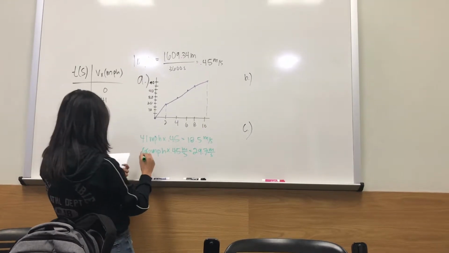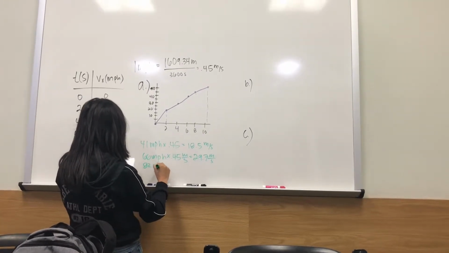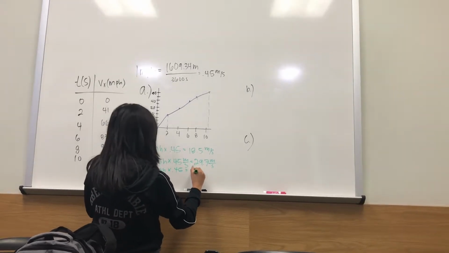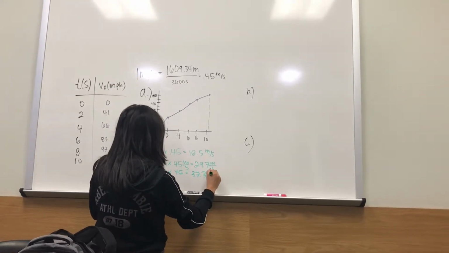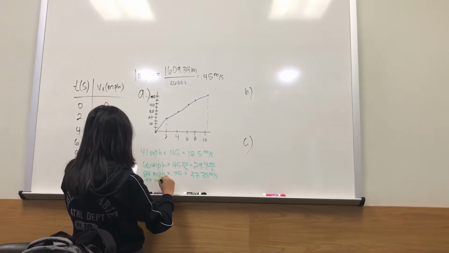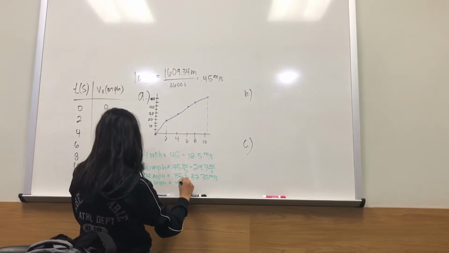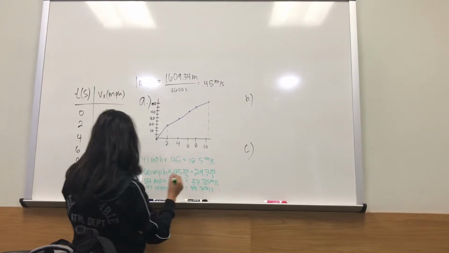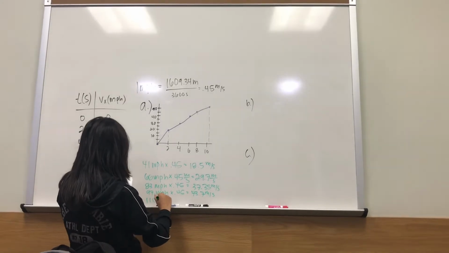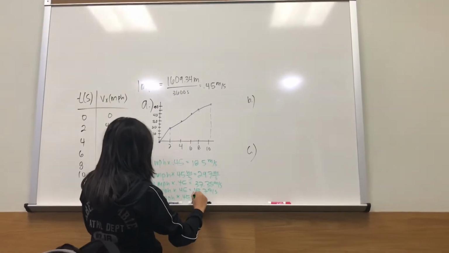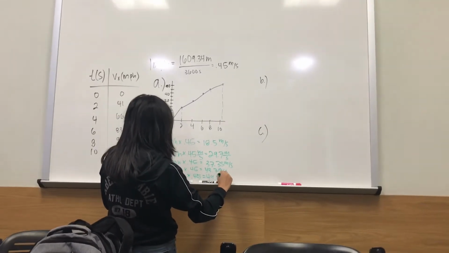And then 83 miles per hour times 0.45 equals 37.35 meters per second. 97 times 0.45 equals 43.7 meters per second. And then 110 miles per hour times 0.45 equals 49.5 meters per second.